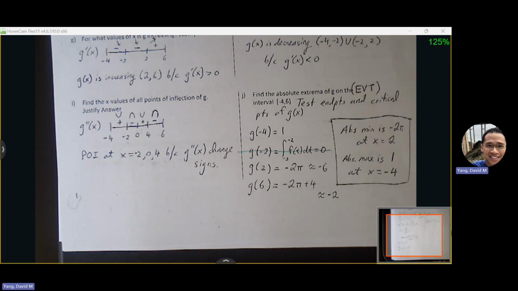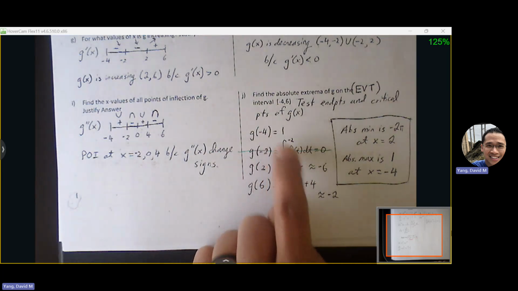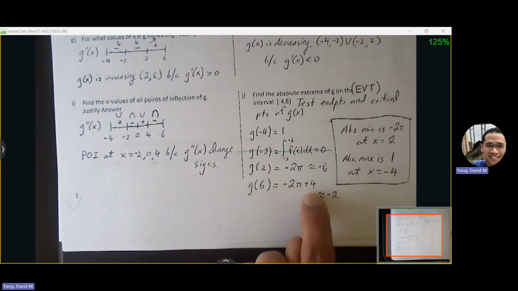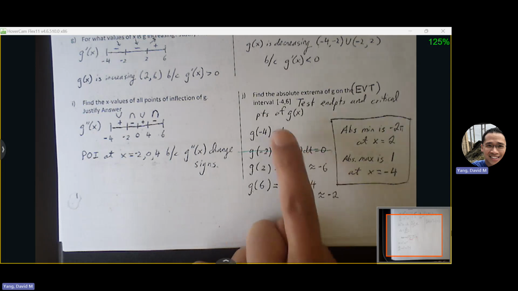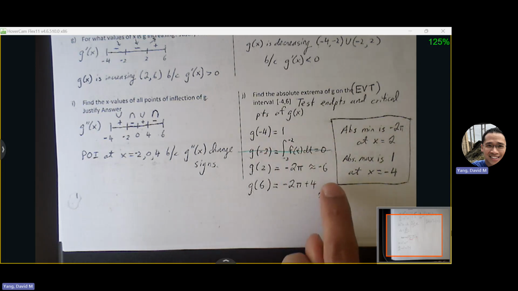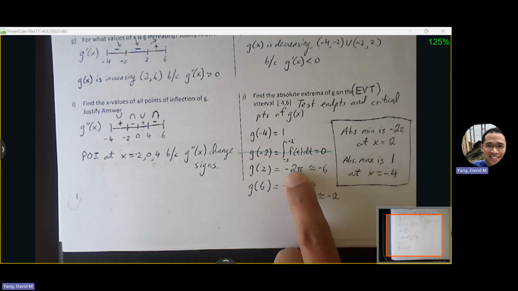And these points, I'm just pulling from the rule. But we also gathered these points from all the A, B, C's, and D's that we did above. So I'm just transferring those values down. 1, -6, and -2 pi plus 4. Pi is close to 3. 3 times -2 is -6. Plus 4 is around -2. So between -2, -6, and 1, my lowest y value is -6, or -2 pi. And my highest y value is 1.